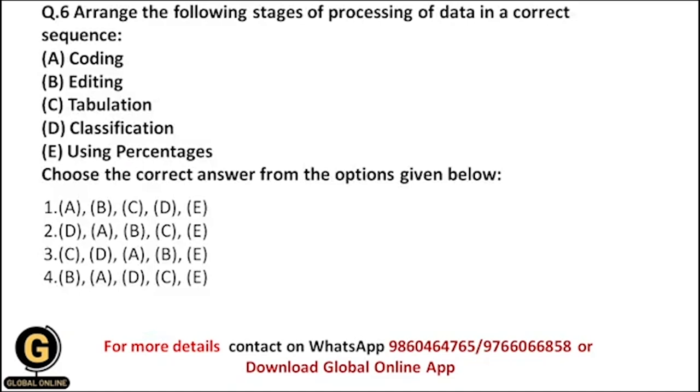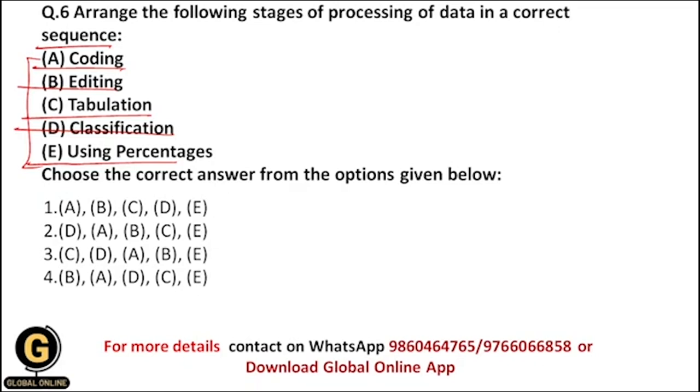Arrange the following stages of processing of data in a correct sequence. So over here we have given some stages of processing of data, and we have to arrange these stages in a correct sequence. So let us see what these stages are: coding, editing, tabulation, classification, using percentages. So basically students, whenever we collect the data, after that we need to process that data for our further processes in our research.